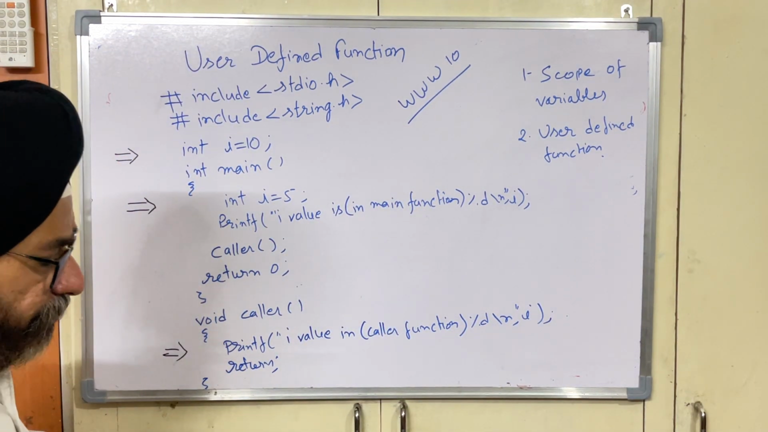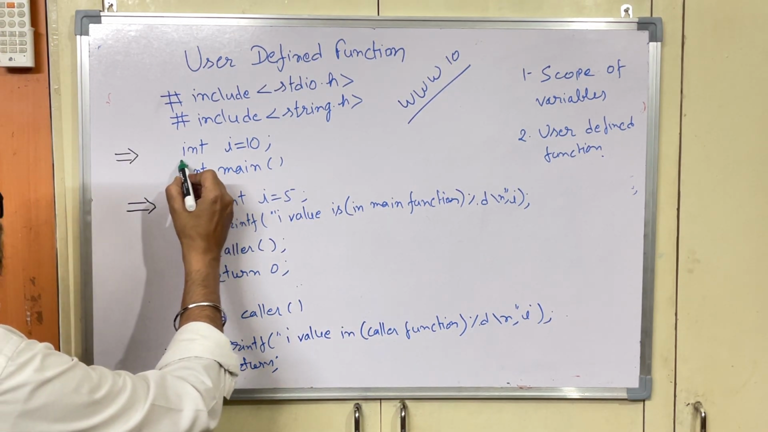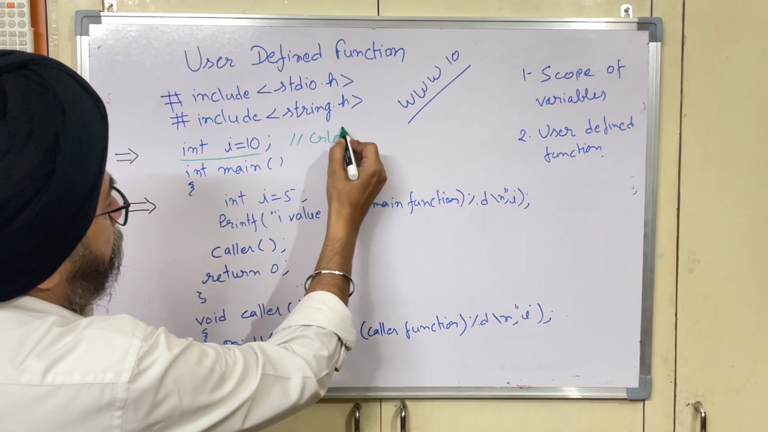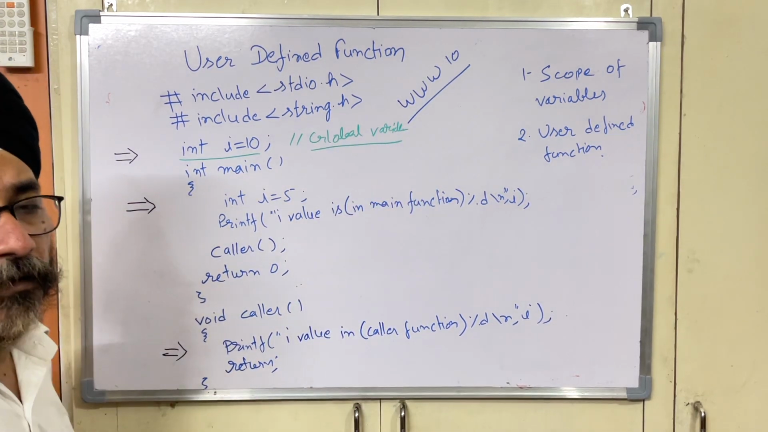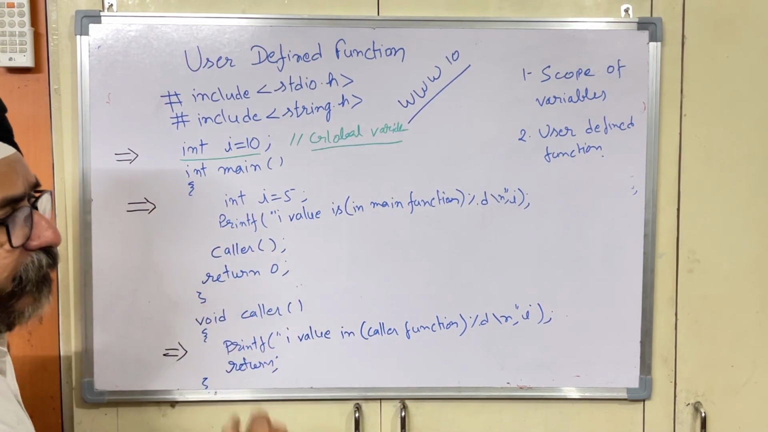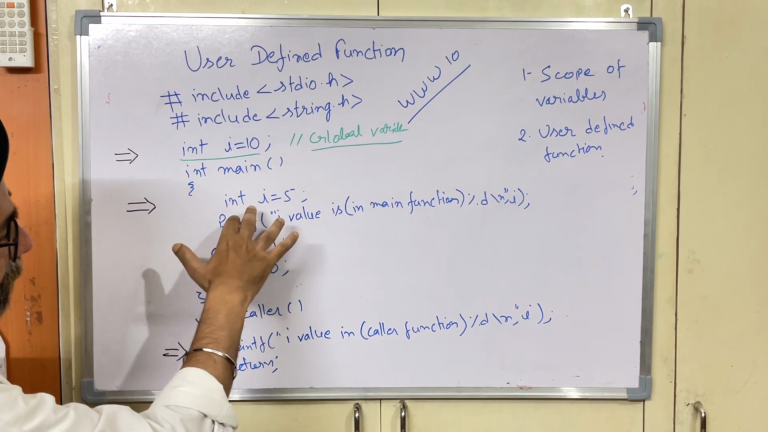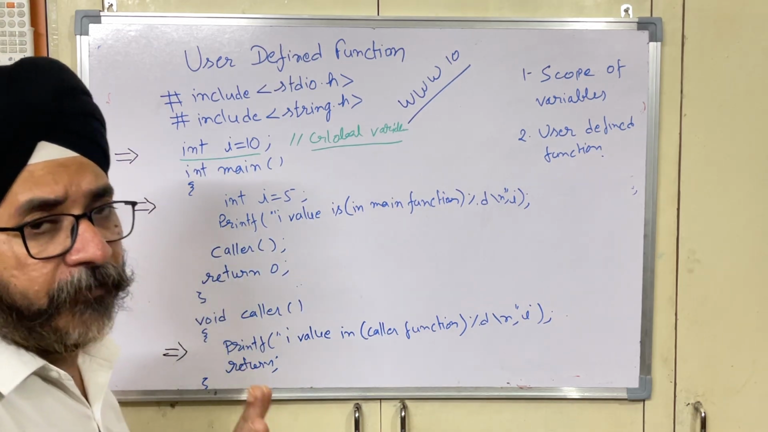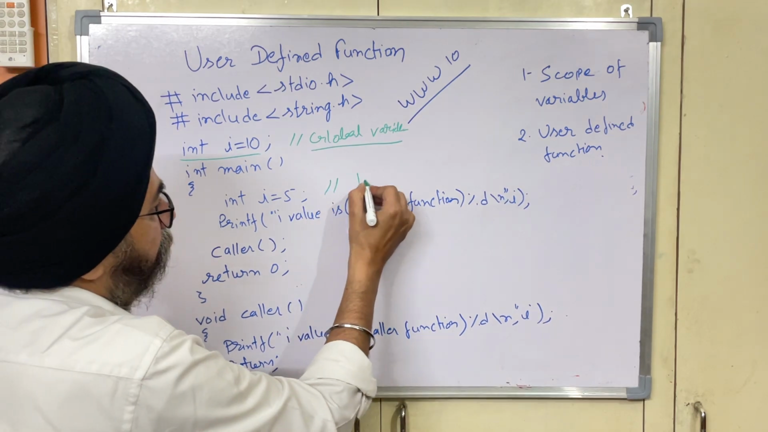Here you can see that I use int i = 10. It is the global variable, because it is outside of the main function. Come to main. Here I am also using int i, the same. There is no problem. int i = 5. It is a local variable.